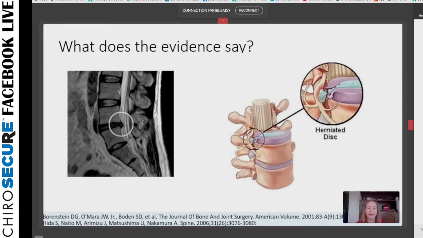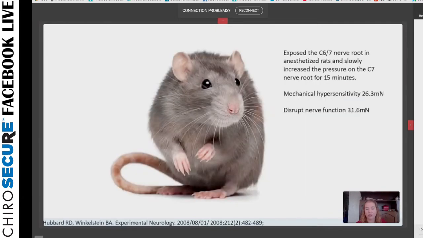And the reason why I say that is because of some of this animal research. By the way, if you can see down the bottom of the slide, you've got the references to the actual articles that I'm talking about on each slide.